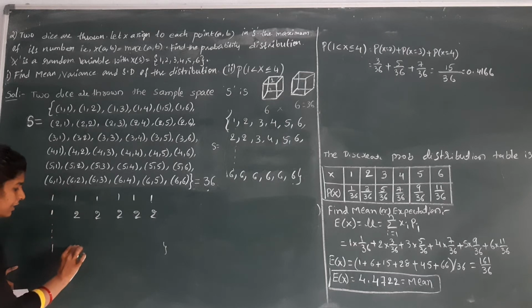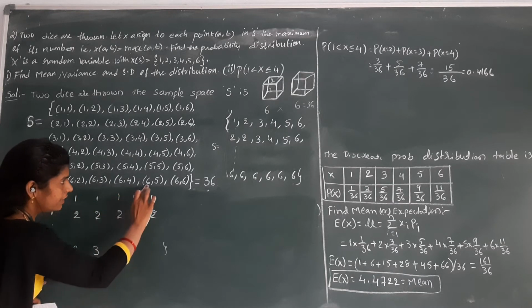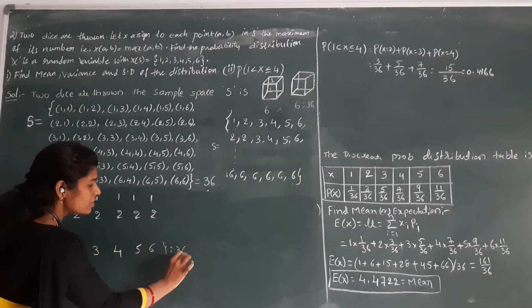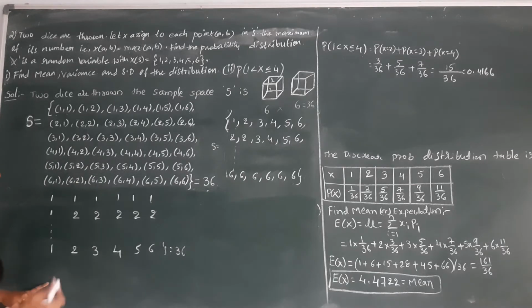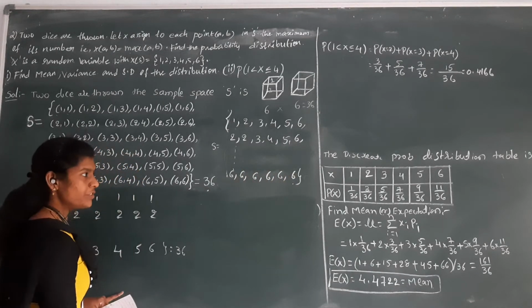Have 2. What is the minimum value? 2. In this 3. Next in this 4. In this 5. In this 6. So on. In this also we will get 36. So in this place we have to construct the same probability distribution table.